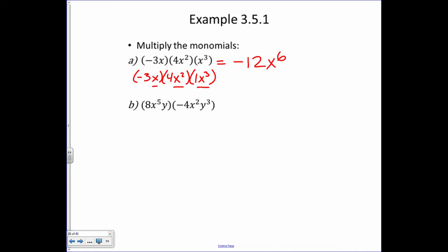So multiply the numbers, then multiply the variables. For this example below, negative 4 times 8, well, that's negative 32. X to the 5th times x squared: when we multiply variables, we add their exponents, so x to the 5th times x squared is x to the 7th. And then y times y cubed is going to give you y to the 4th.